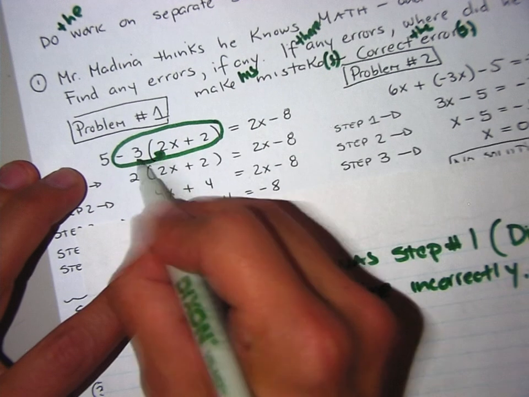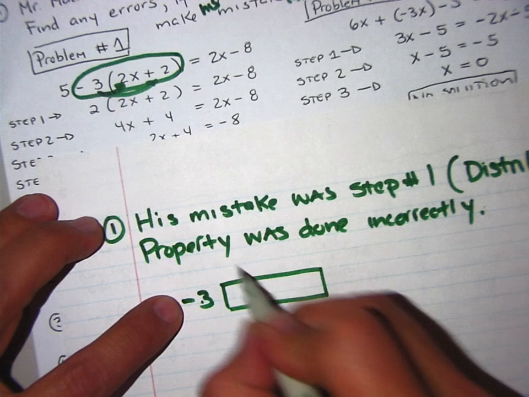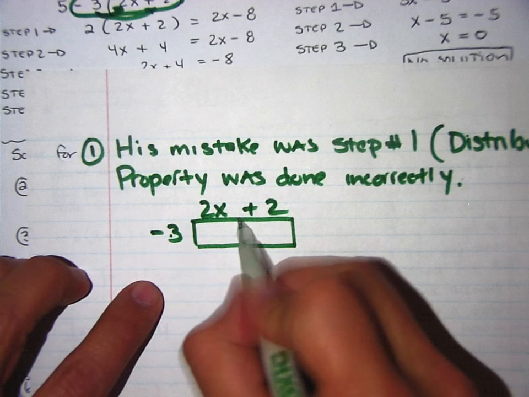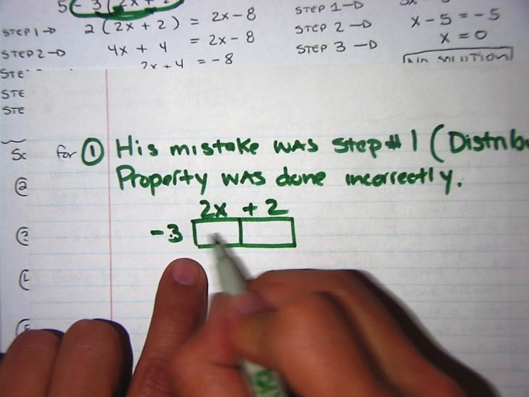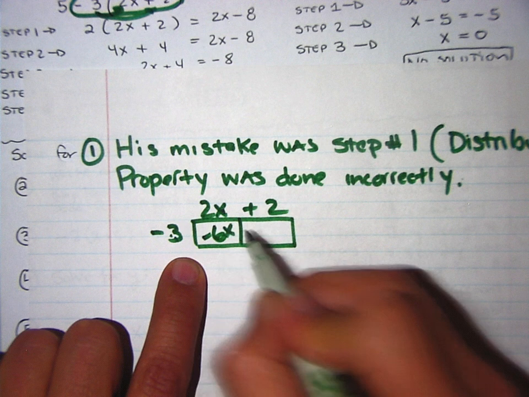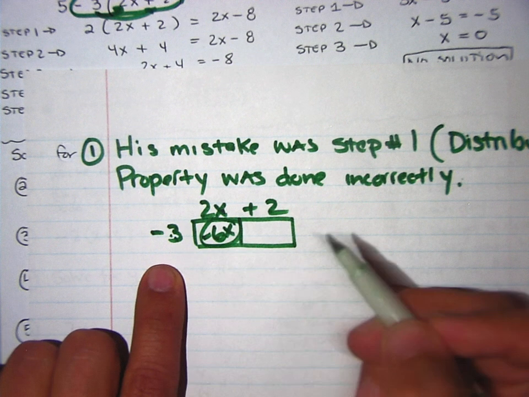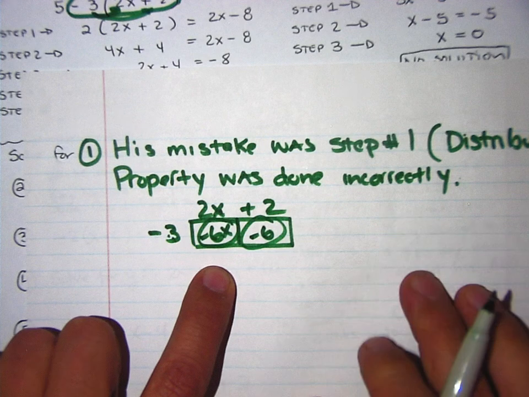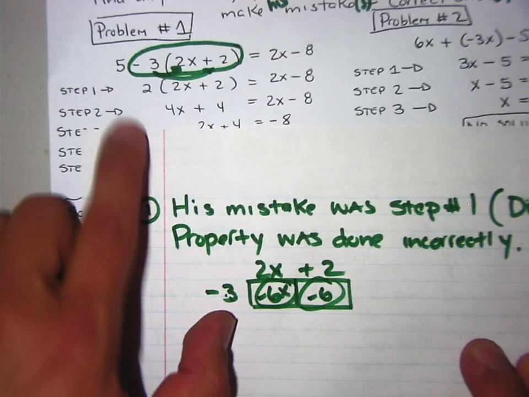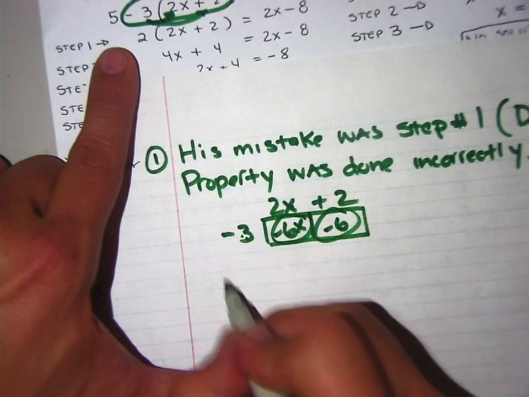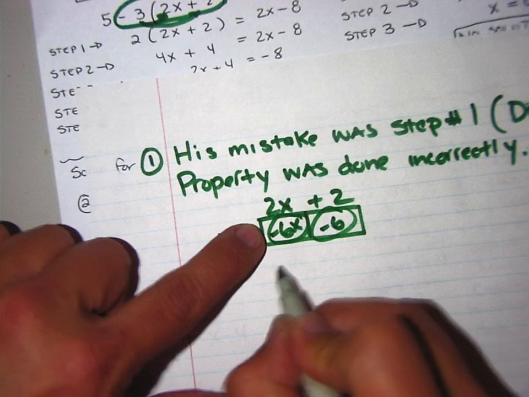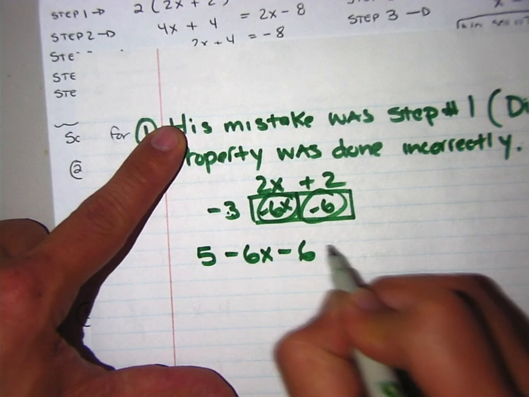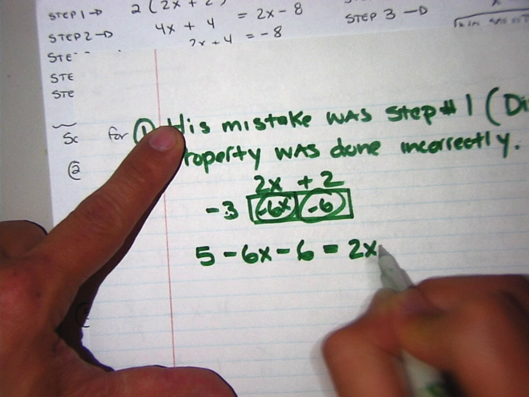You could do the arrows or the distributive property, but it's -3, and then I'm going to put 2x plus 2. Okay, so I'm multiplying. What's -3 times 2x? -6x, and we use that one. -3 times +2, -6. See that? So now everything's the same. So the 5, and then everything we circled, -6x minus 6 equals 2x minus 8.